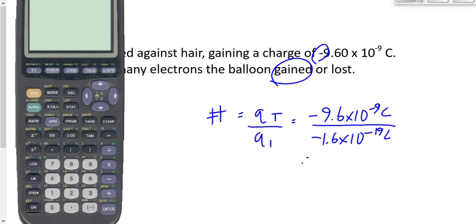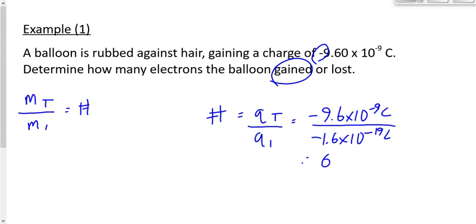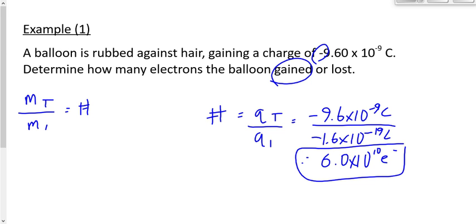And when you do the math there, you end up getting 6 times 10 to the 10 electrons. Okay, that's a little bit harder to work through, but it's the same thing as the orange analogy, right? It's a total divided by the amount for one. Remember that, because you're going to have to do that several times this year, find the number of the electrons.